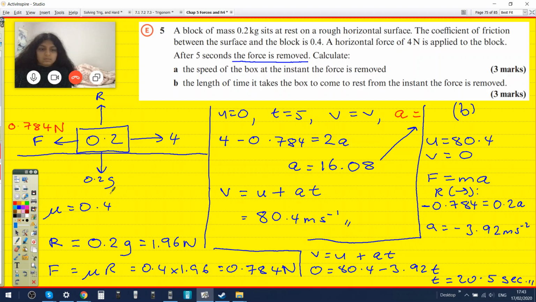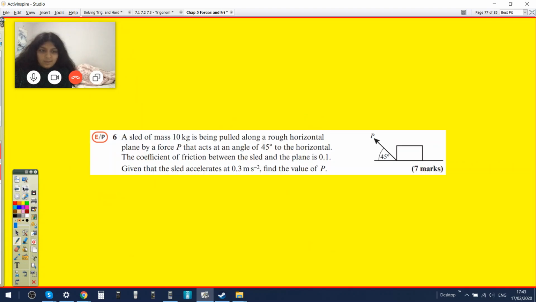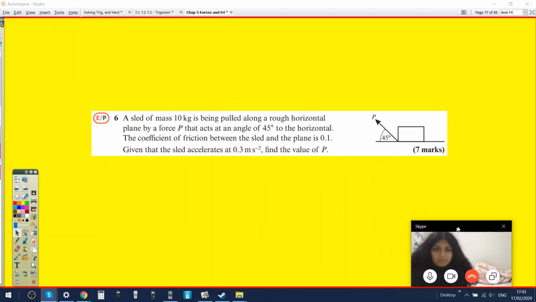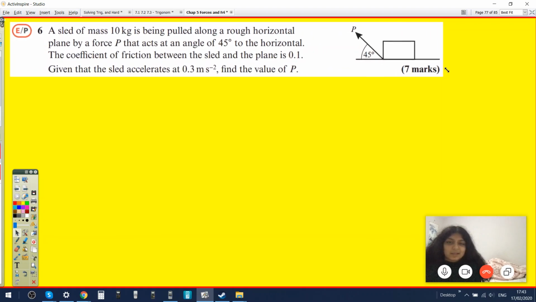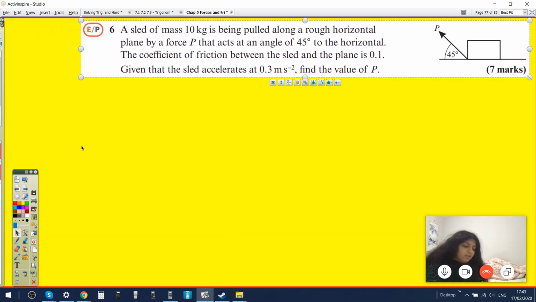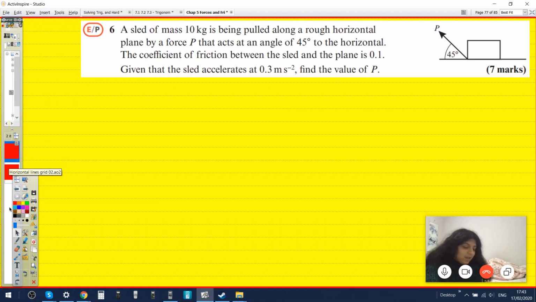Any questions there? No. I mean, it was hard, but like... Yep. And they only get harder. Why? Oh, this is one where the force is like acting at an angle.